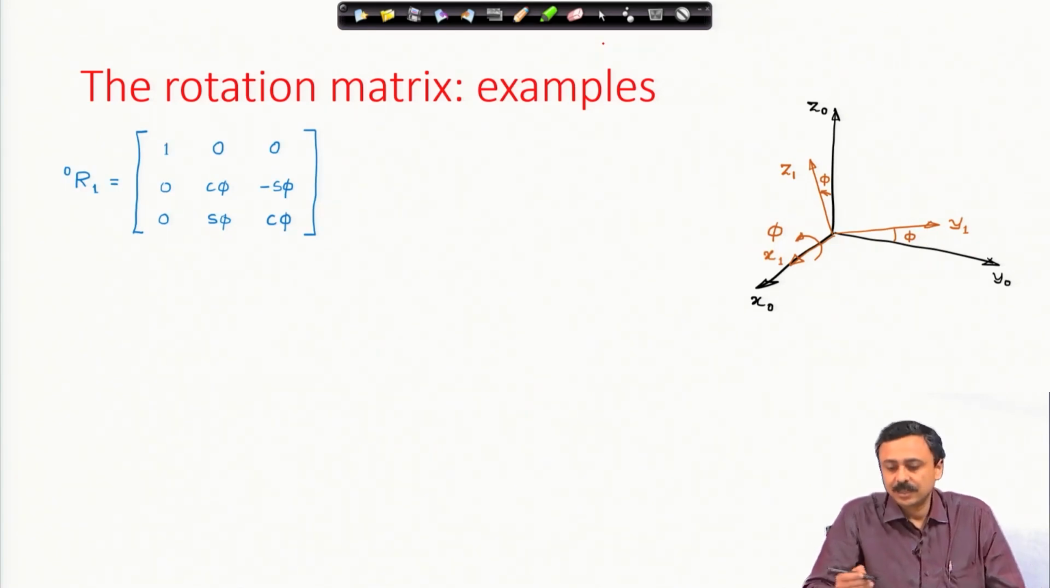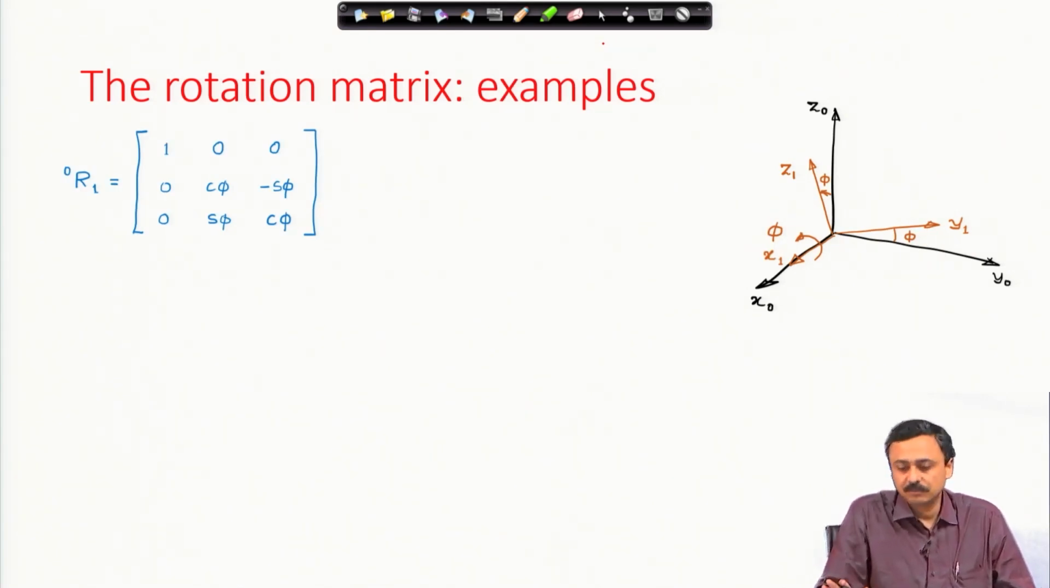Let us look at this example of rotation about x naught axis. Initially the brown frame was coinciding with the black frame. Now, what we have done is we have rotated the brown frame, but about x naught or x 1, because x naught and x 1 remain identical during this rotation.